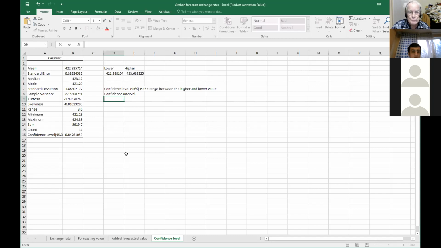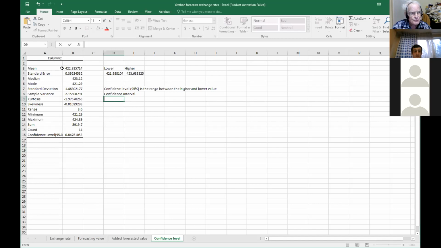Very good. It came out like this, and my lower bound was the mean minus the confidence level, and the higher bound was the mean plus the confidence level, so the confidence level is the range between the higher and the lower value. But you see, you're on the right track. But what you really have is not the coefficient interval, but instead the independent variable, column 1.